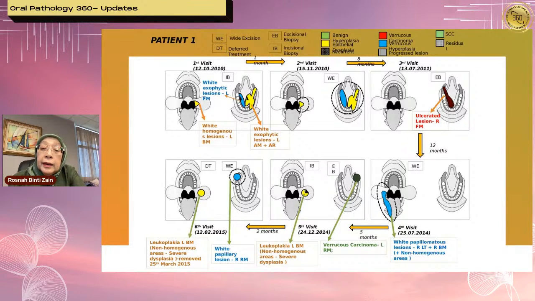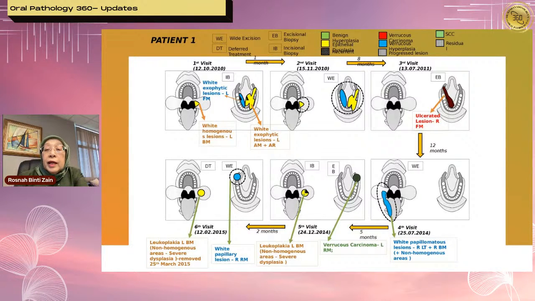Okay, and then the non-homogeneous area in the left buccal mucosa was biopsied, and that was a severe dysplasia. And then again, as we described earlier, there was a white papillary lesion that was excised, and that was a verrucous hyperplasia. That is on the sixth visit. And the leukoplakia in the left buccal mucosa showed severe dysplasia and was removed on the 25th March 2015.